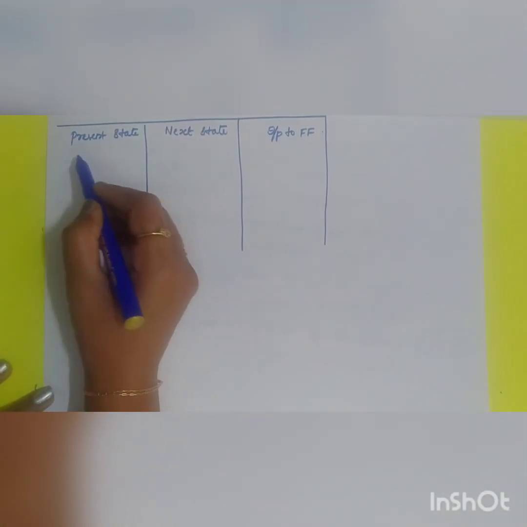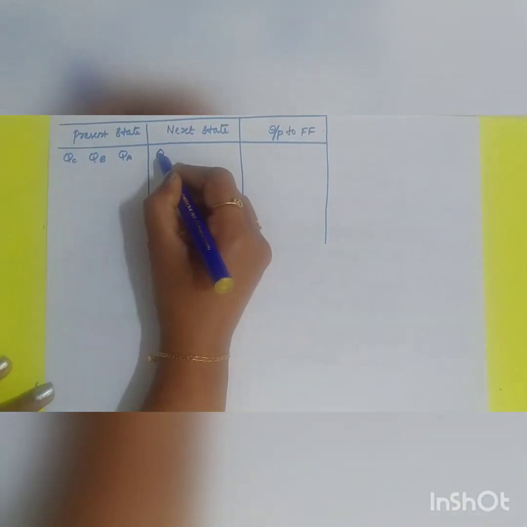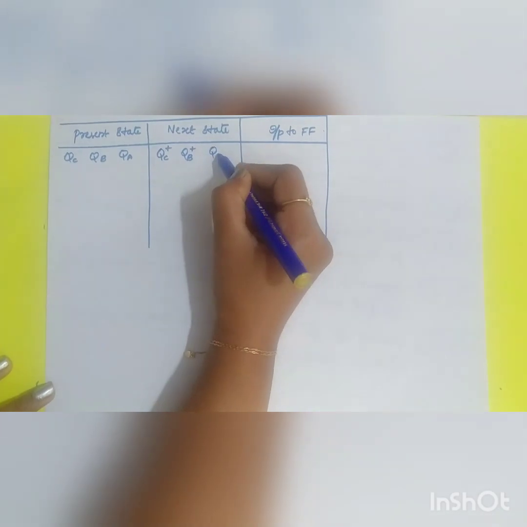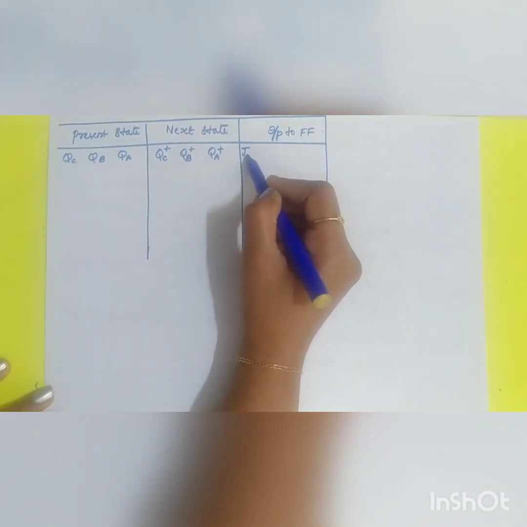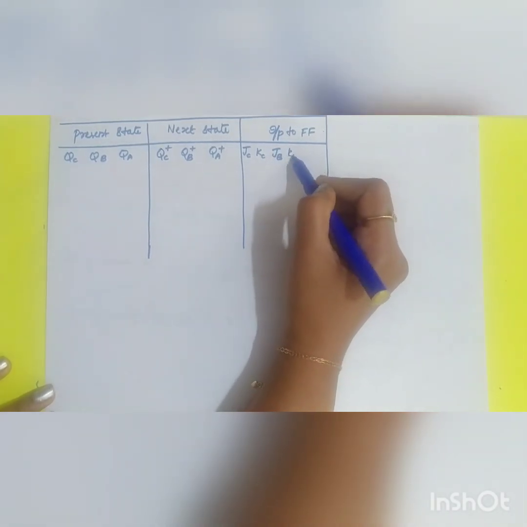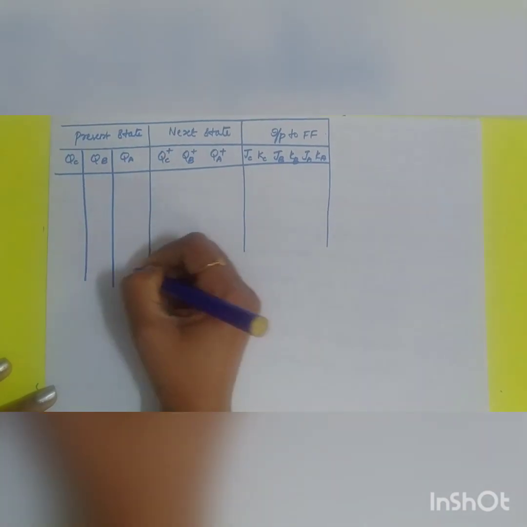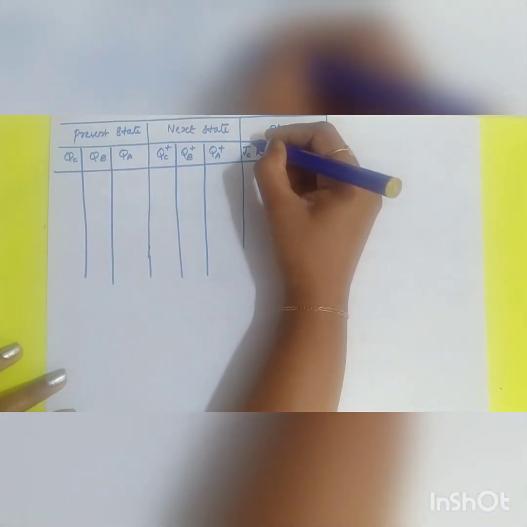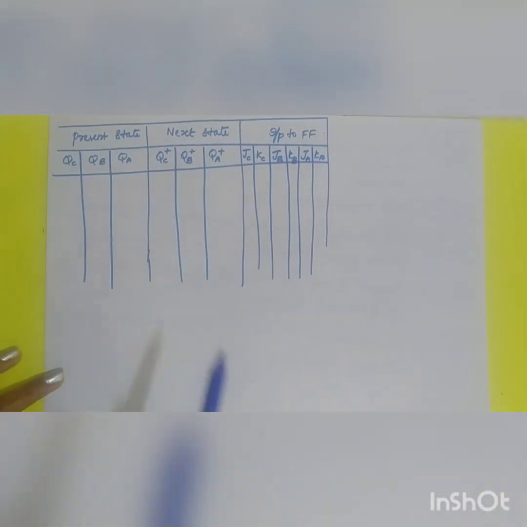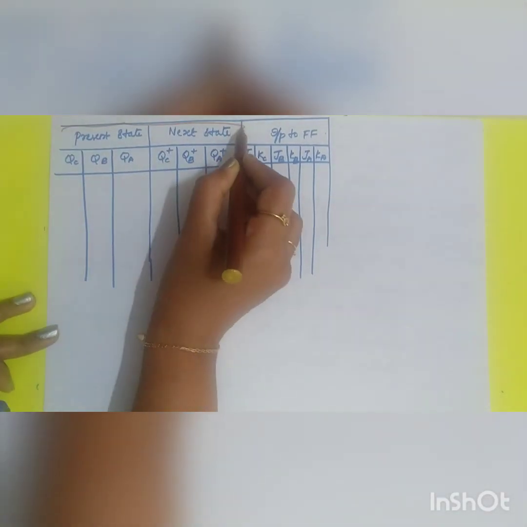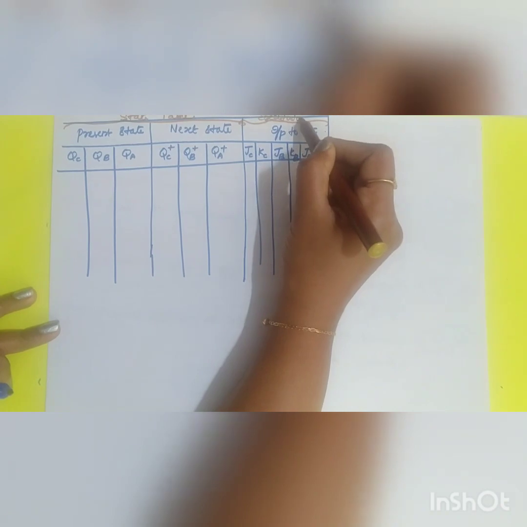So what will be your present state? I can take the present state as QC, QB, QA. What will be your next state? QC plus, QB plus and QA plus, or you can write it as N plus 1. So what will be your inputs to the flip-flop? You will be having JC, KC, JB, KB and JA, KA. So these are the different parameters that you have in your table. Okay, so now your JC, KC, JB, KB, JA, KA. This first part is going to be your state table and this is going to be your excitation table. Okay, excitation table.